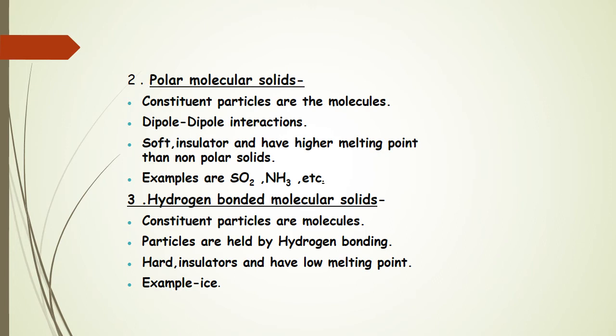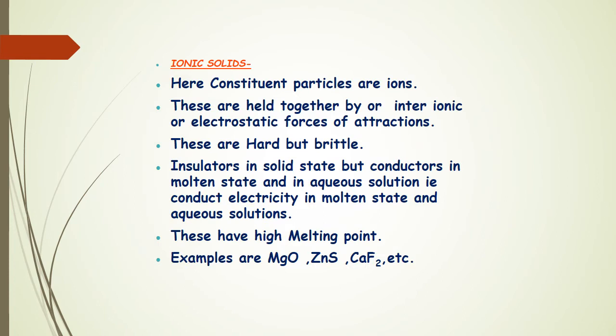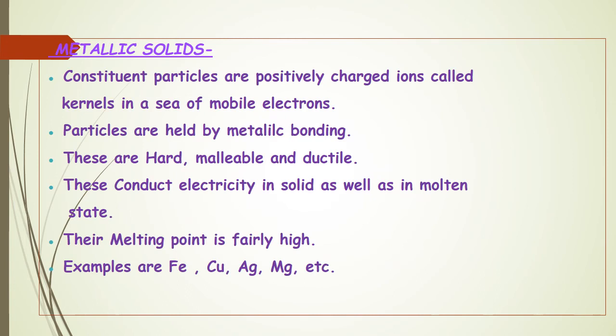The next example is the ionic solids. These have ions as constituent particles, held together by interionic or electrostatic forces of attraction. They are hard but brittle, insulators in the solid state but conductors in the molten state and in aqueous solution. They have high melting points. Examples: magnesium oxide, zinc sulfide, calcium fluoride, etc.